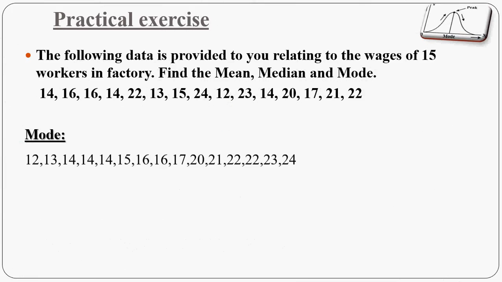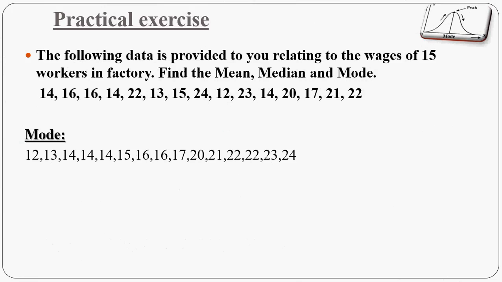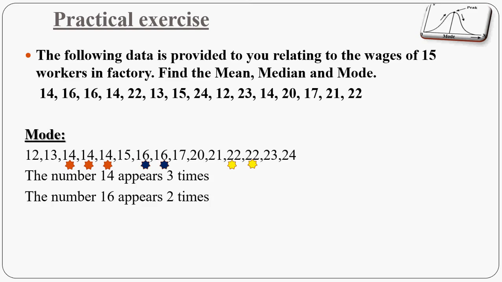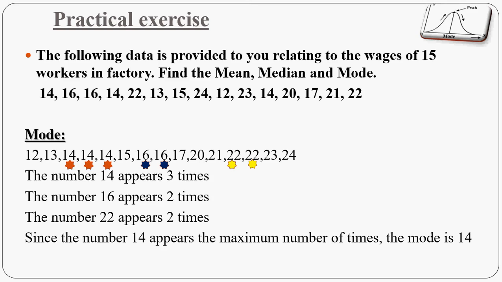Let us see how to calculate mode. Mode is the highest number of repeated items. So which item is repeated the most number of times? Here we need to be very careful. Many numbers are repeating. First, you see 14 appears 3 times. Next, 16 has appeared 2 times. Then 22 has appeared 2 times. So which has repeated the highest number of times? 14. So 14 is the mode. This is an example of unimodal.